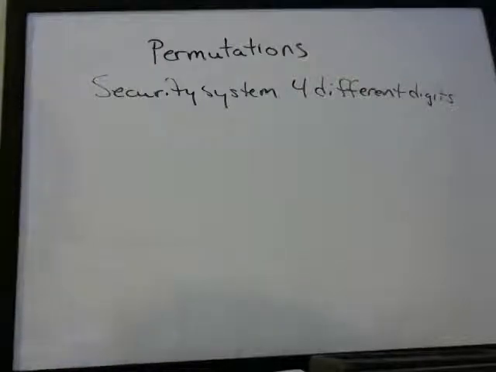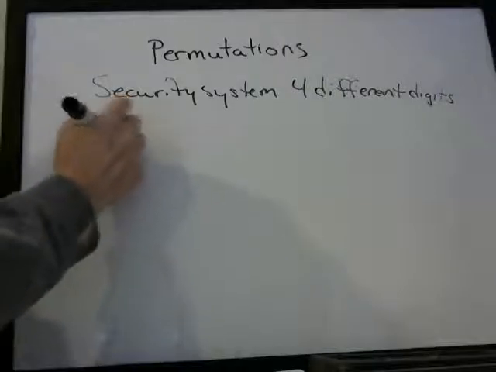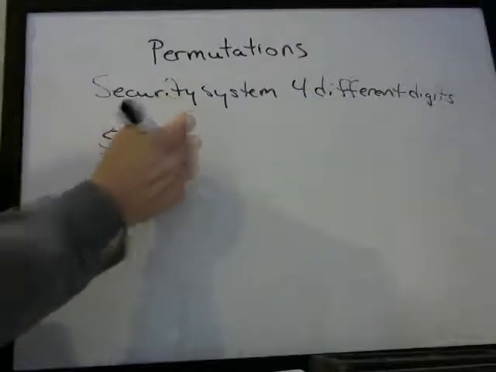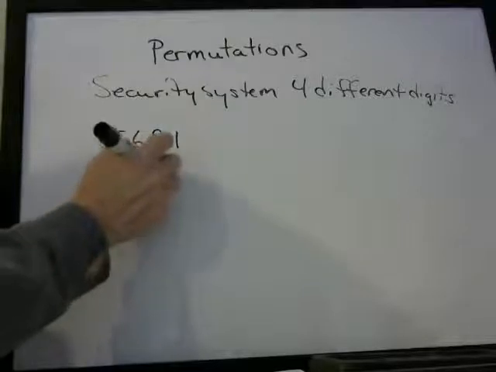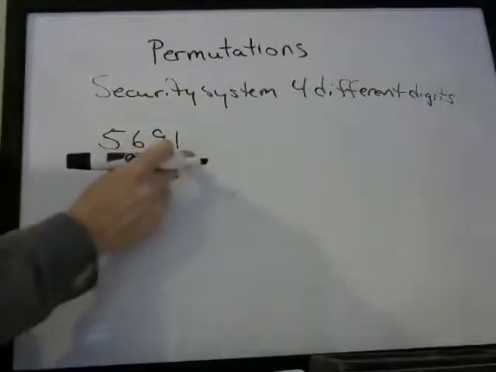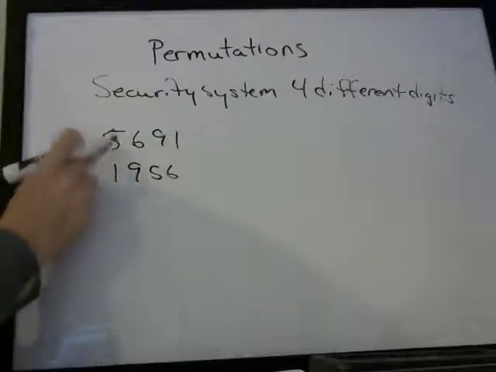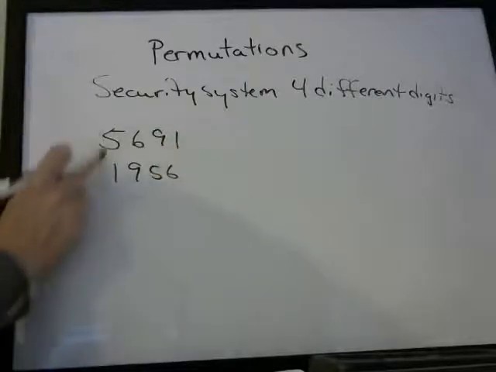So for example, if you have a security system and your code is 5691, that's different than 1956. These are the same numbers, but the order matters. When you're doing combinations, the order doesn't matter. So these would be essentially the same. But in permutations, these are different because the order matters.